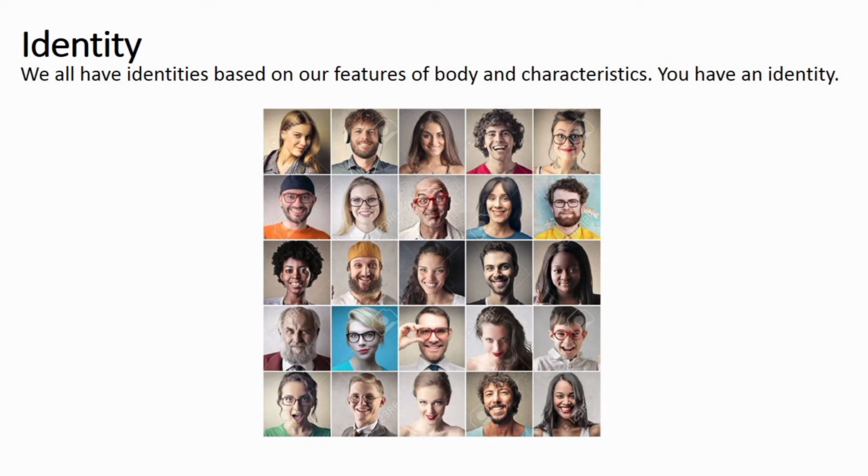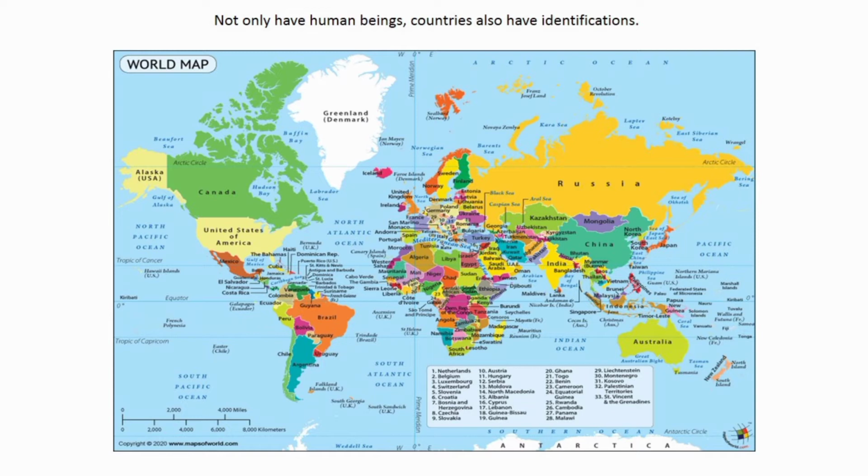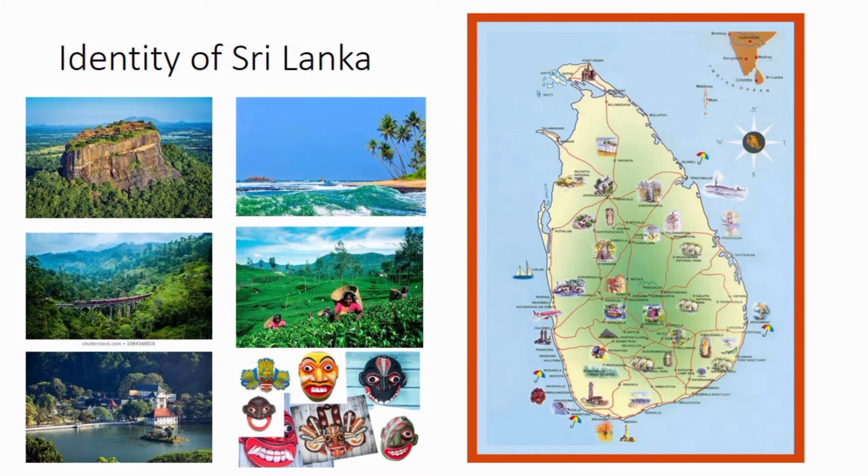Identity can be defined as the fact of being who or what a person or thing is. Any individual in the society has his or her own identity based on the features of her body and character. As a student, you also have your own identity based on your appearance, behavior, and qualities. Not only for human beings, the countries also have their identities. Now, let's study the identity of our country, Sri Lanka.